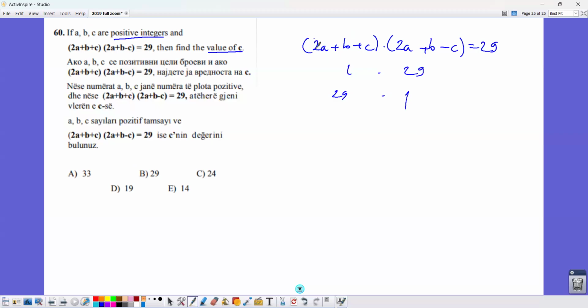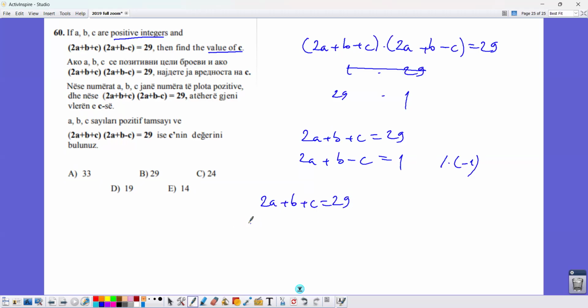Here, because it's all addition, this one cannot be bigger than this. So this one is not possible. So we are saying that 2a plus b plus c can be 29 and 2a plus b minus c can be 1. Then, as you see, this is like a system, and we are looking for c. So I need to eliminate a and b. Look, both of them in both equations have the same coefficients and the same signs. So I will multiply the second one by minus 1. Then the first one stays as it is.